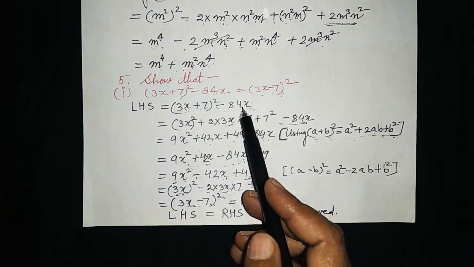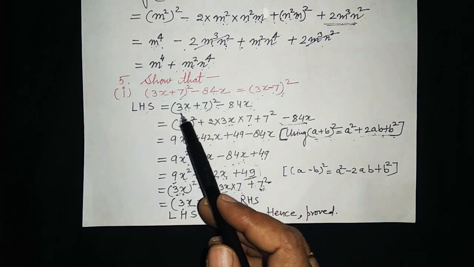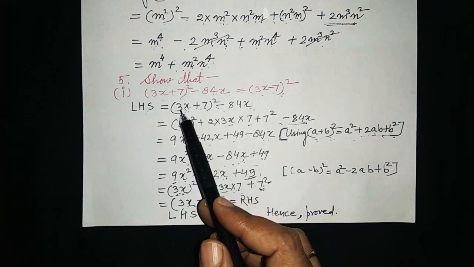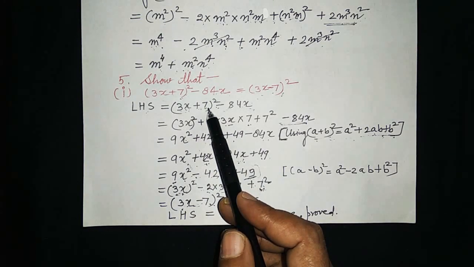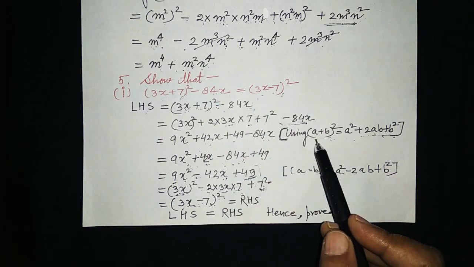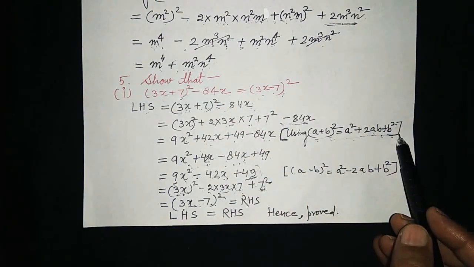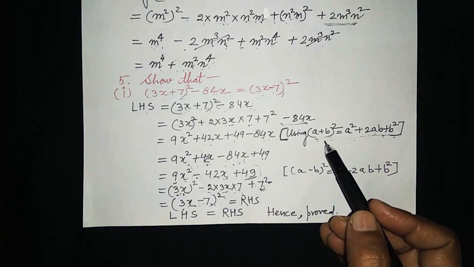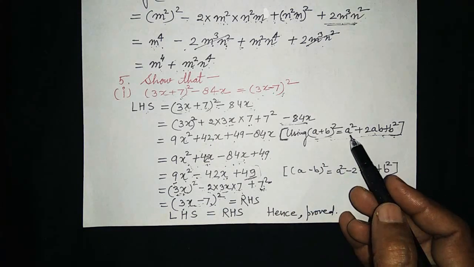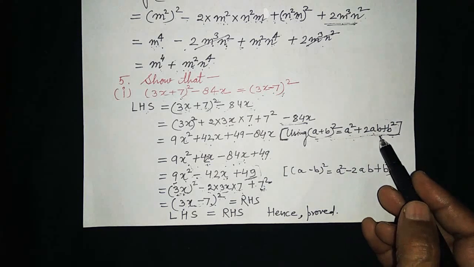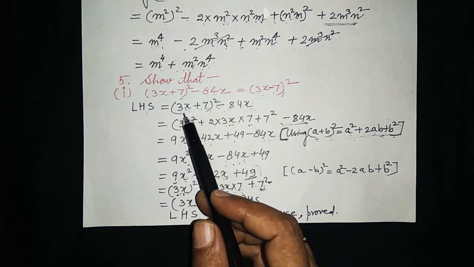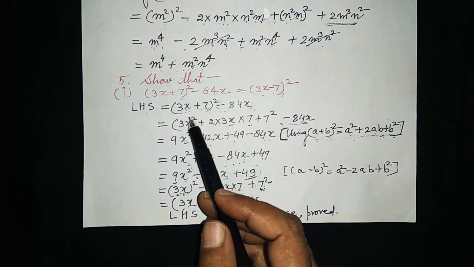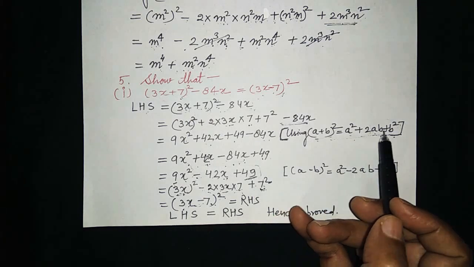Left hand side we will write here, and in the left hand side we can see that (3x + 7) whole square is in the form of (a + b) whole square. So we will use the identity (a + b) whole square is equal to a square plus 2ab plus b square. Now we will write it in that form.